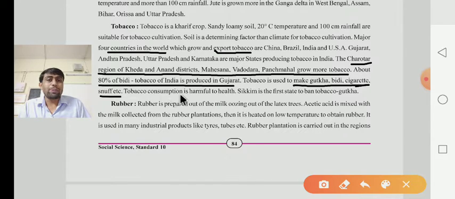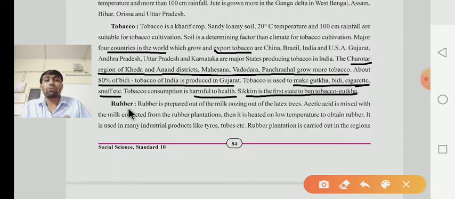Tobacco consumption is harmful to health. Dear children, this is the most important thing. Tobacco consumption is harmful to health. Sikkim is the first state to ban the tobacco gutka. Now which state was the first to ban the tobacco gutka? Sikkim is the first state to ban the tobacco gutka.